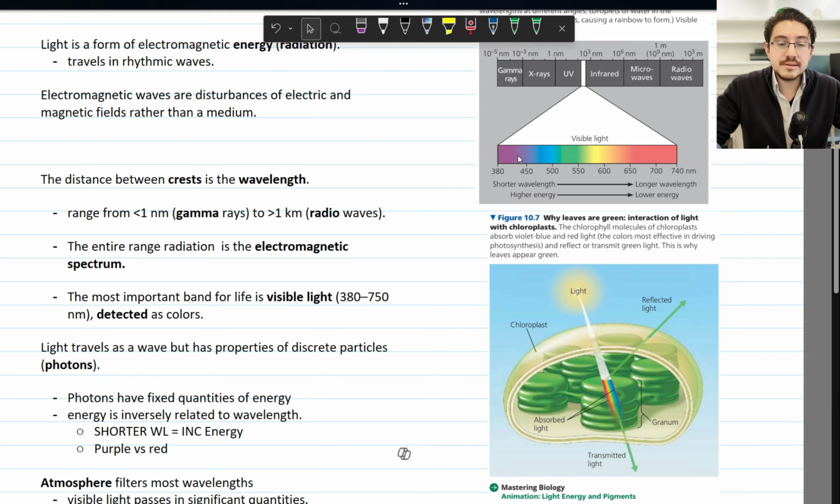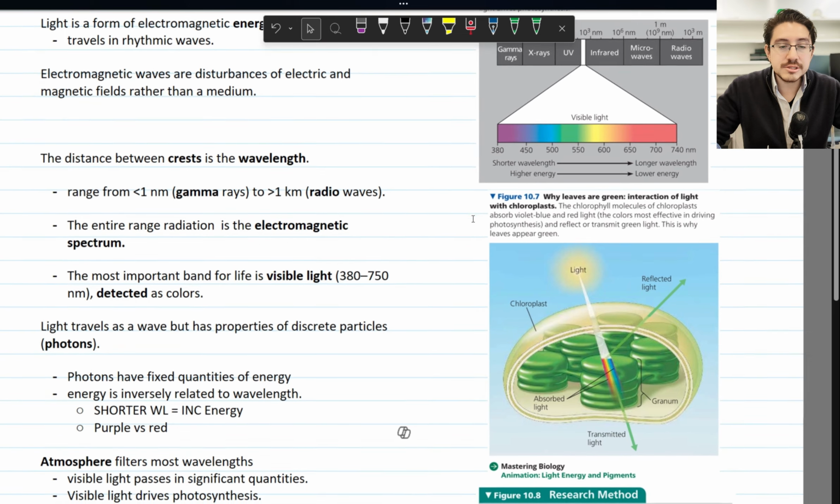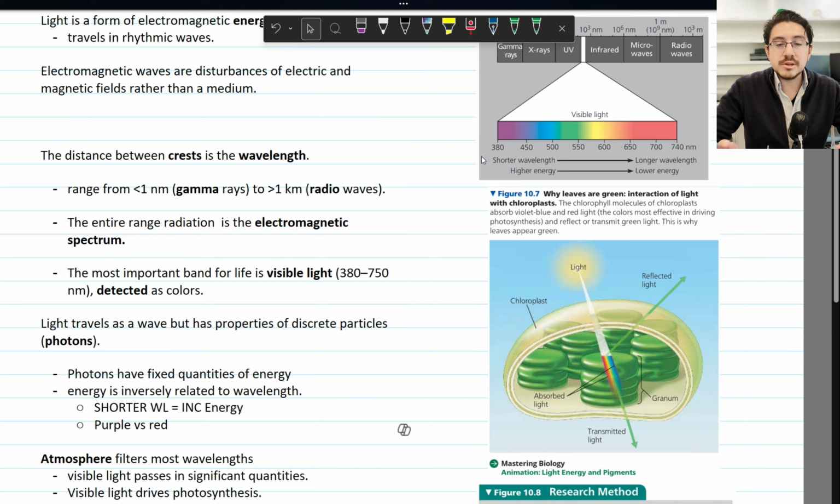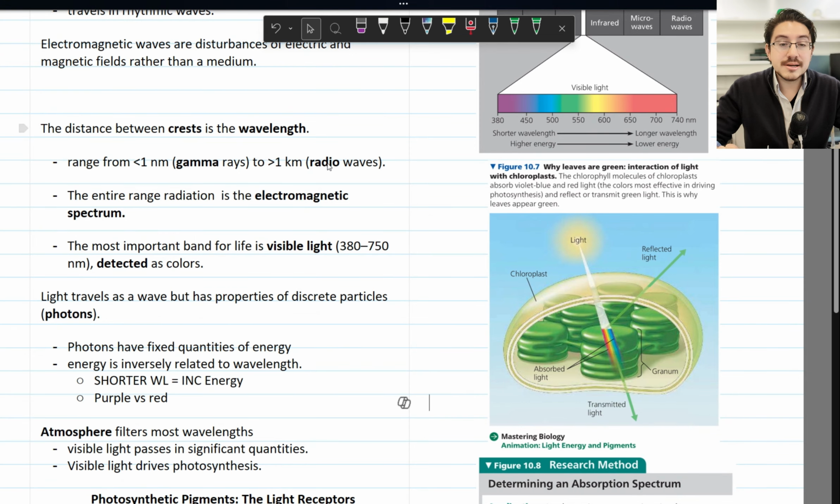So here you have a shorter wavelength, and as you go along, the wavelength is increasing, and as the wavelength increases, you get a different color of light. At the same time, shorter wavelengths carry higher amounts of energy, and as you go along, that energy decreases. This is the visible light spectrum that we can capture with our eyes as humans. We detect that as color.